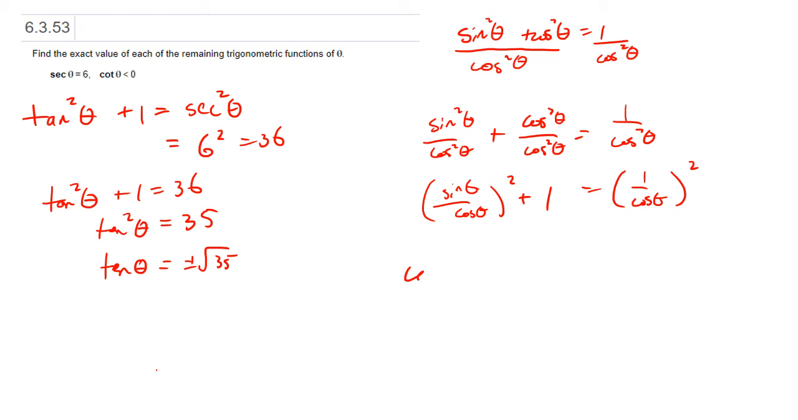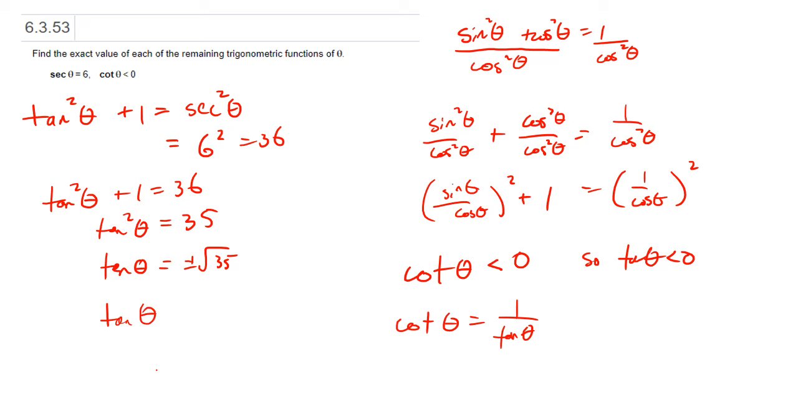We were given that cotan of theta, I'm back on the right-hand side now, is negative. But cotan of theta is just 1 over the tan of theta. So if tangent were positive, cotan would be positive. If tangent is negative, cotan is negative, and vice versa. So since cotan is negative, tangent is negative. So the tangent of theta, I want to be negative root 35.